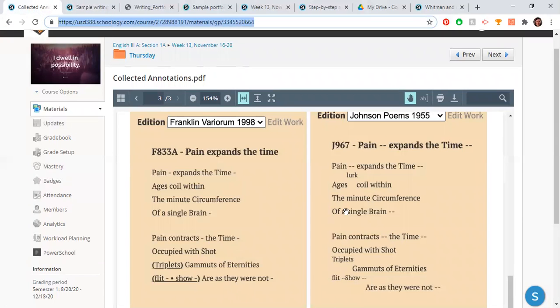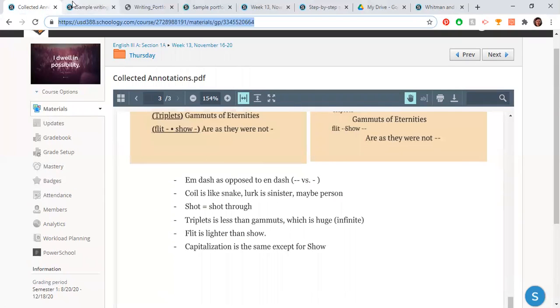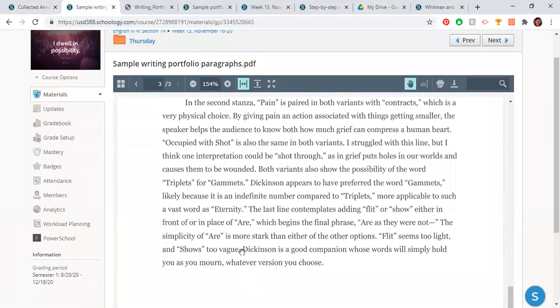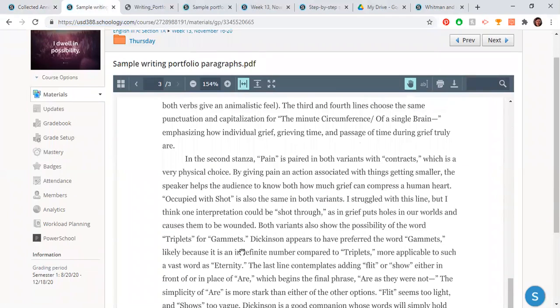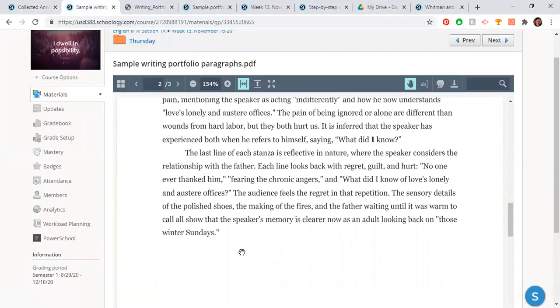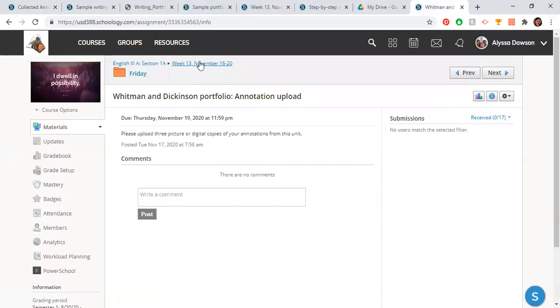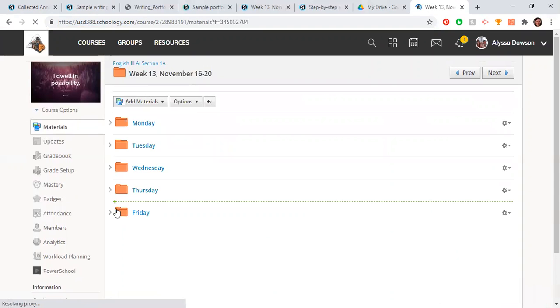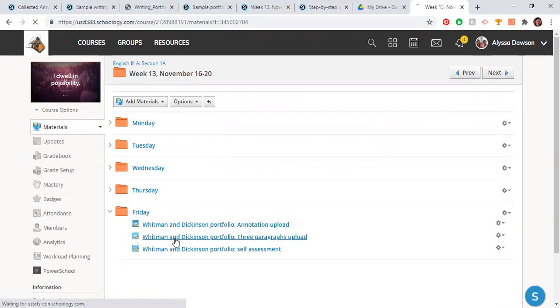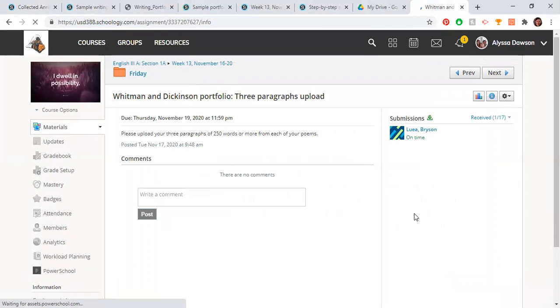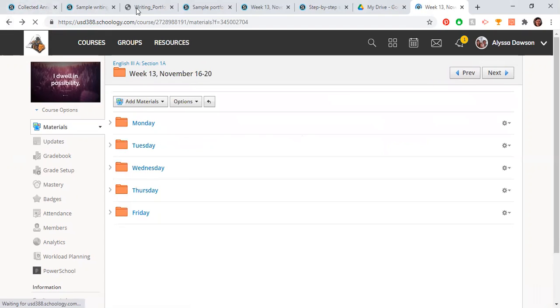So this side-by-side comparison is easy to talk about in that form. You just have to be very, very thorough. So these sample writing portfolio paragraphs are going to go in the Friday folder that says 3 paragraphs upload. So 3 paragraphs of 250 words or more from each of your poems. And if you upload one and then you decide that you want to revise a bit and upload again after further instruction, that is absolutely fine with me.